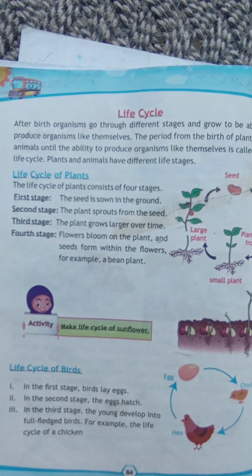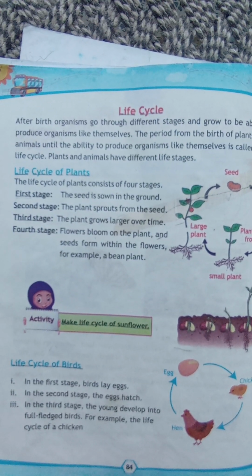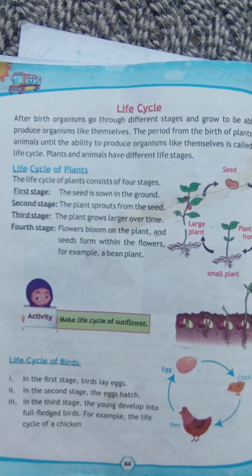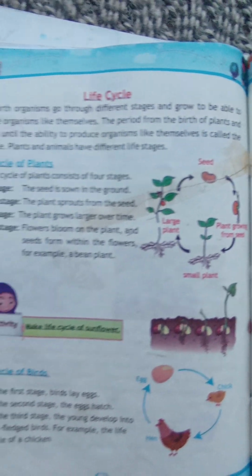Second stage, the plant sprouts from the seed. Third stage, the plant grows larger over time. Fourth stage, flowers bloom on the plant and seeds form within the flowers. For example, a bean plant. Here is the life cycle of plant.